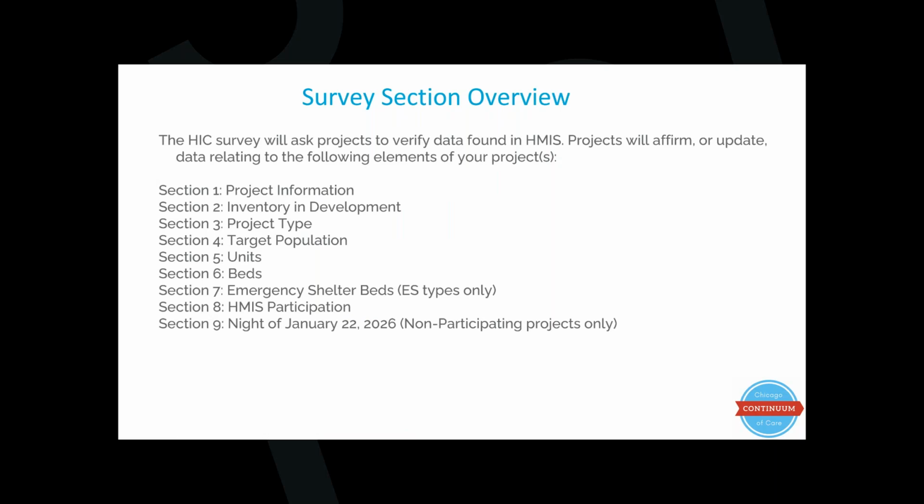Sections 5 and 6 are really going to get into your actual inventory the night of the point in time count. So the number of units and the number of beds that were available on the night of the count. Section 7 is only going to be for emergency shelter projects. So in Section 3, if you selected emergency shelter as the project type, Section 7 will populate for you. If you select any other project type other than emergency shelter, you will never see Section 7.